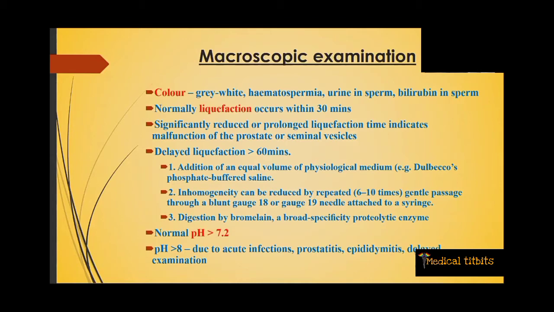Normal liquefaction, as we mentioned, is within 30 minutes. If there is a delayed liquefaction for more than 60 minutes or 1 hour, then you can take any of the 3 steps: adding a physiological medium in almost equal volume, like double-glucose phosphate buffered saline; using a mechanical method like repeated pipetting or syringing through a gauge 19 or 18 needle; or trying digestion by bromelain, which is a proteolytic enzyme.